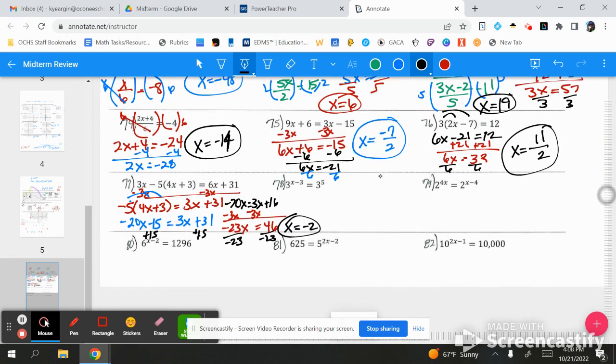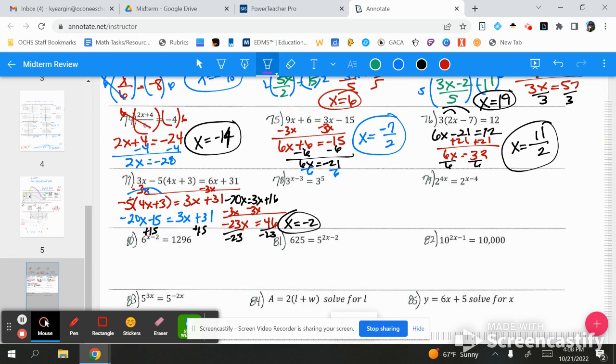For solving the exponential equations, I need to look to see if the bases are the same. They are. They both equal 3. So I just need to bring my exponents and set them equal to each other. X minus 3 is going to equal 5. Add 3 to each side. So we solve x to equal 8.